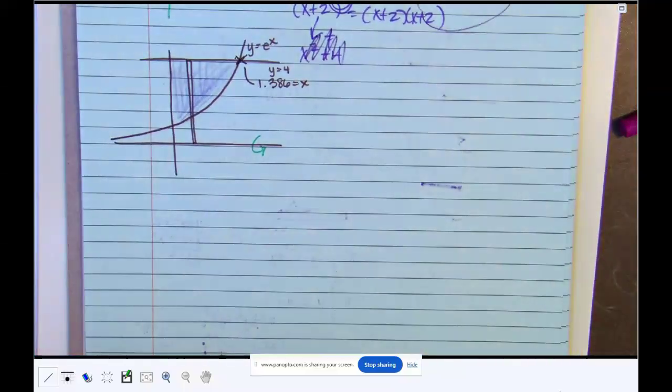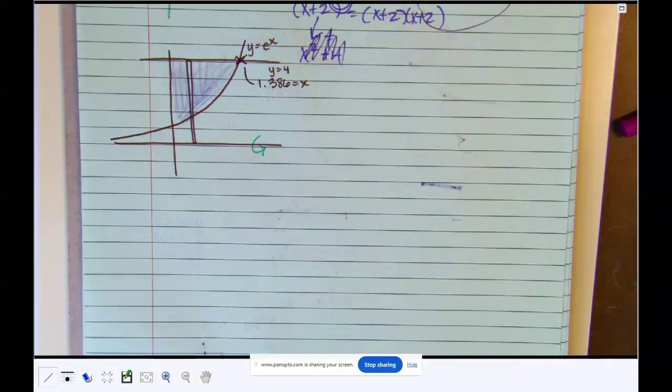Okay, we will stop there. We will finish this up. We'll probably do one rotated around the y-axis tomorrow, and then I'll give you homework.